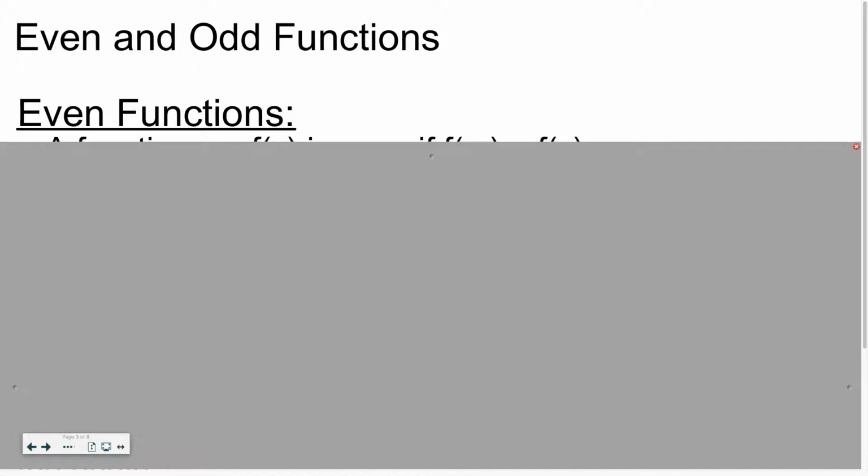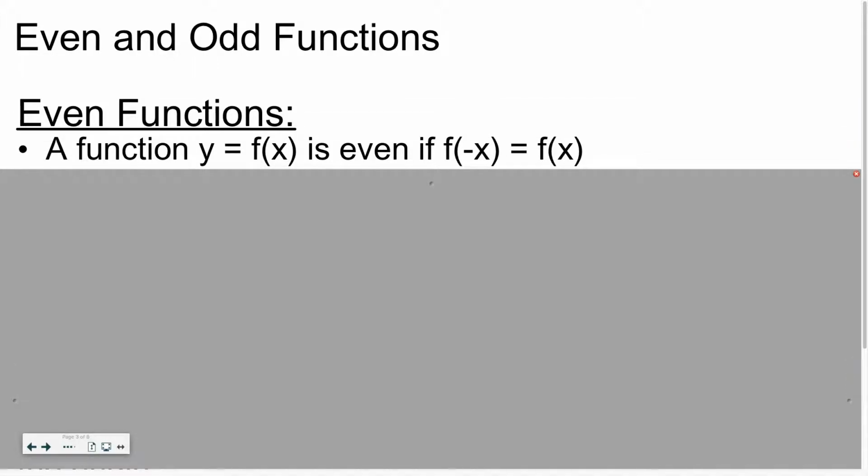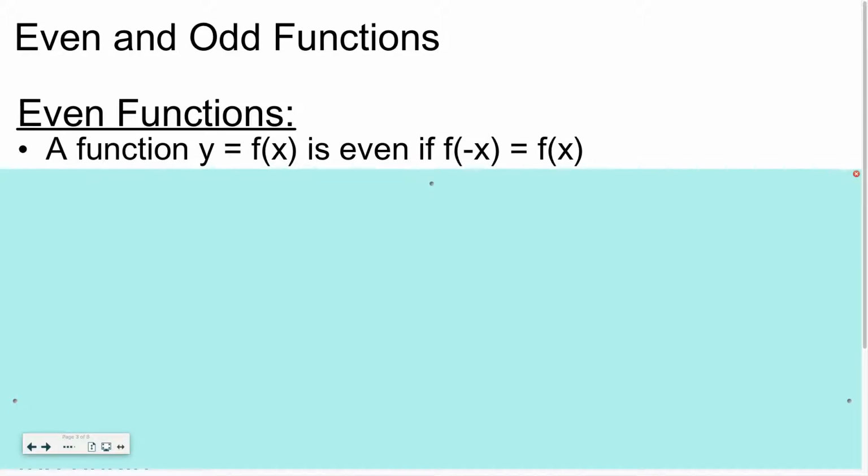A lot of you wrote down, because I saw in your notes, that an even function means that f of negative x equals f of x. Okay? So we're saying that the function values are the same whether x is negative or positive. So that's going to create some symmetry, right?